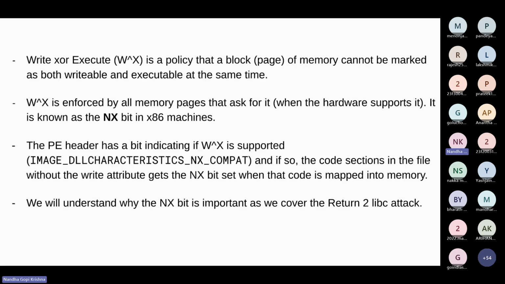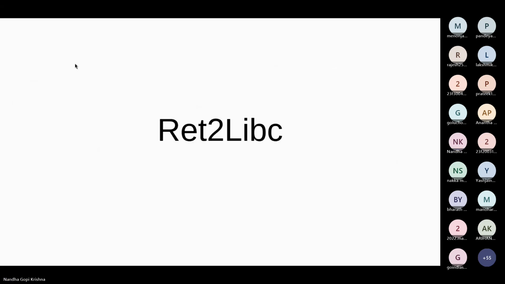So why is this helpful? It is helpful because if a particular block of memory can be written to by the user and can be executed, this is exactly what overwriting the return pointer does. You write to a particular memory address and you execute it. So what this does, it prevents that. It says a particular block of memory can only be written to or it can only be executed. That's why it has an XOR.